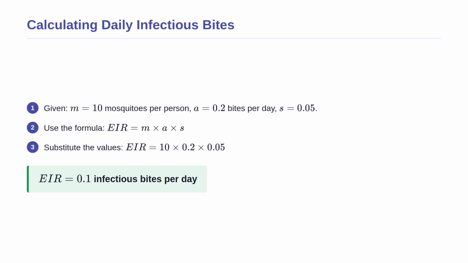We substitute the given values directly, multiplying 10 mosquitoes per person by the 0.2 bites per day and then by the 0.05 infection rate. The final answer is 0.1. Physically, this means a person in this village receives one infectious mosquito bite every 10 days. Over a year, this results in dozens of infectious bites, indicating a severe risk of contracting malaria.